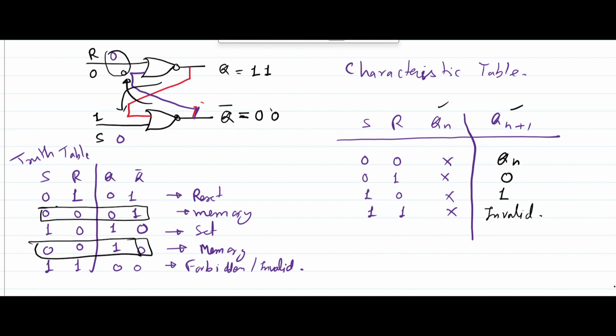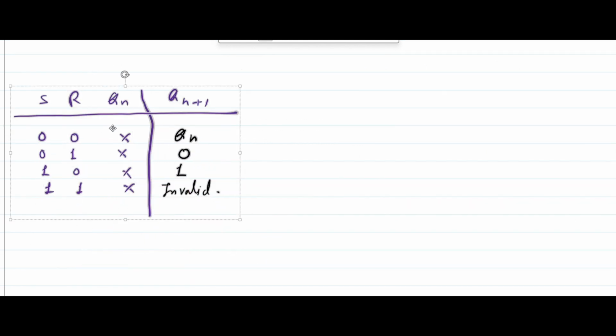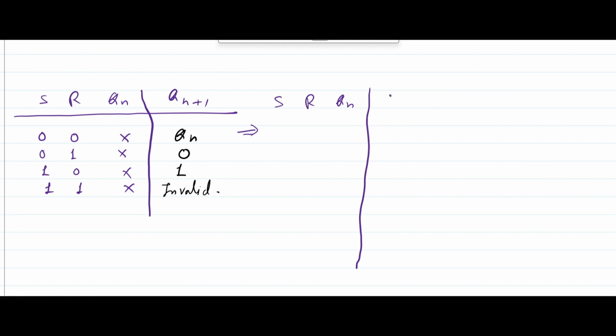Now we will focus on the excitation table. To make the excitation table, we have to expand this characteristic table. For that, let me copy this so that I can paste it. I am going to expand it in the same way as I did for the SR latch using NAND. So here are these things and Qn plus 1.